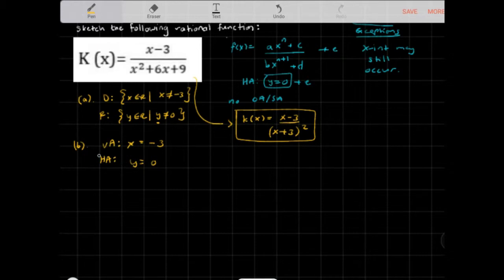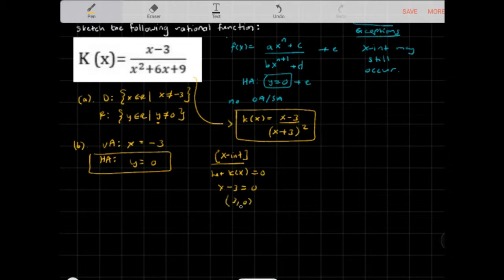Now, remember how we said that there is an exception here? Even when the horizontal asymptote is y equals 0, this implies the function won't cross the x-axis. However, we do have an x-intercept, and the x-intercept is found by solving for the numerator. If I let k of x equal 0, then x minus 3 is equal to 0. So (3, 0) is an x-intercept. The graph actually will cross the x-axis at (3, 0). We're going to investigate this when we sketch the function out.